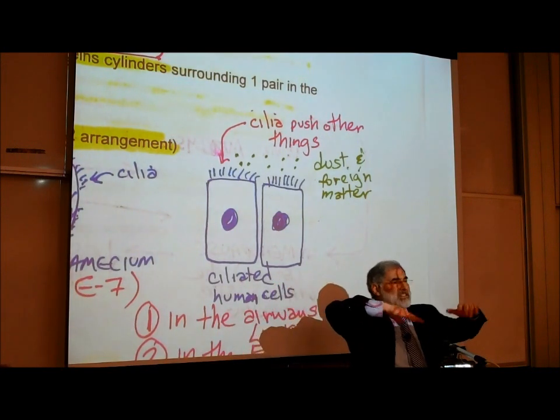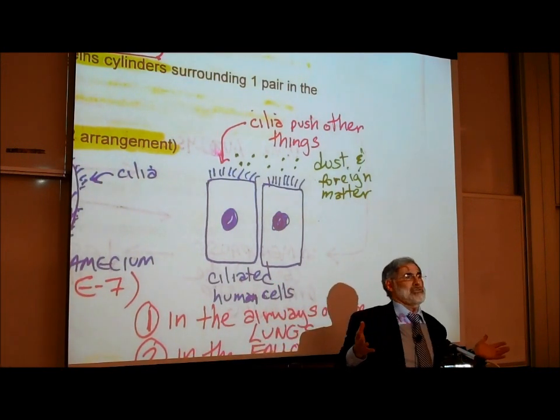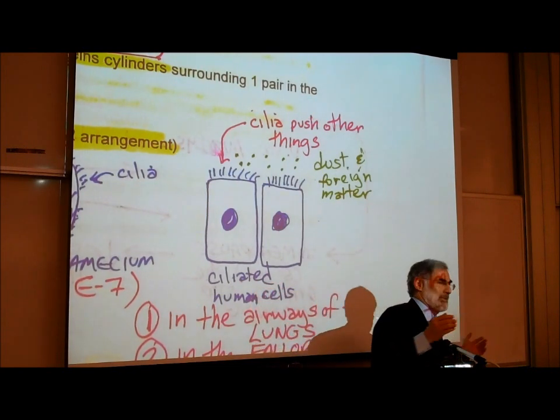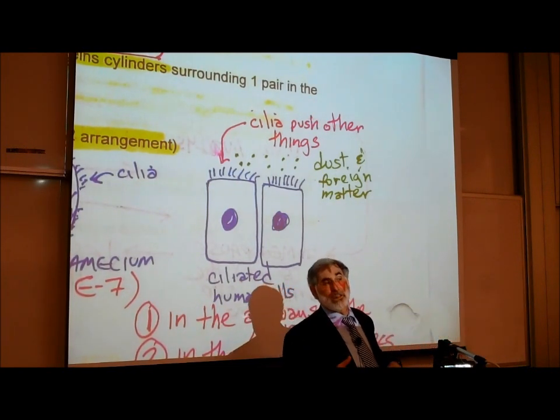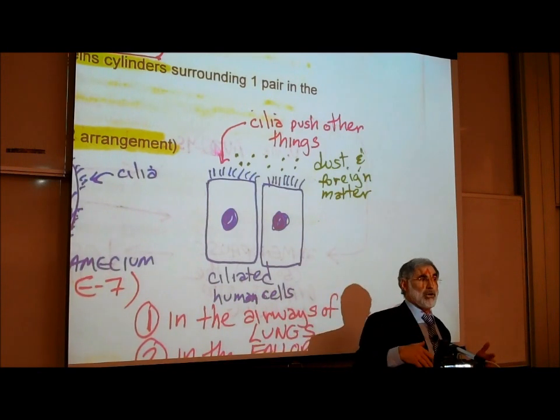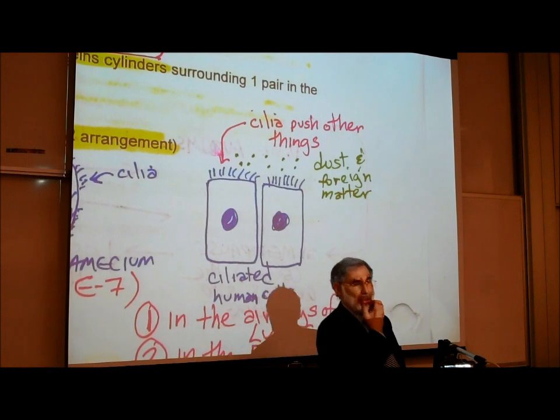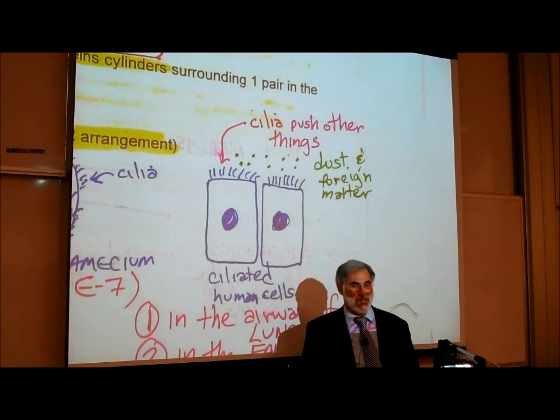Now you might say, well, if the cilia push it up into our throat, what do we do then? We do one of two things. We either spit it out, or we swallow it, and whatever we swallow, if it's just dust and stuff, it'll come out in our feces or stool. But the idea is to keep our lungs clean.